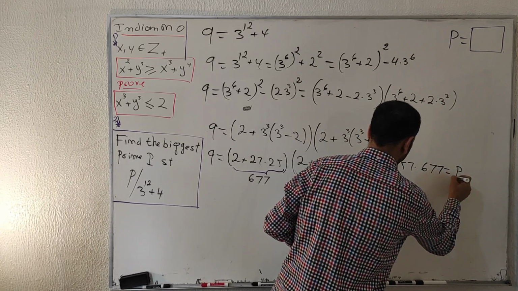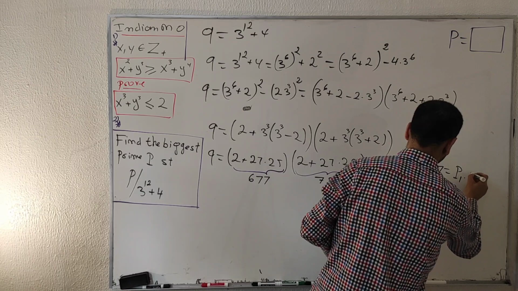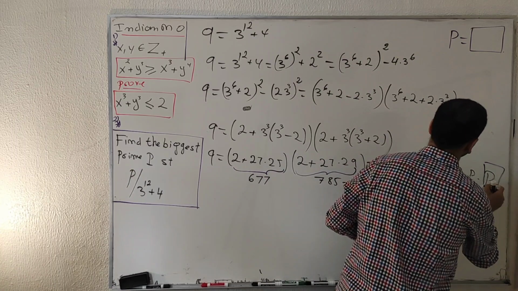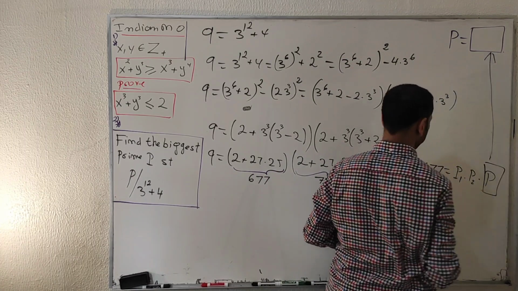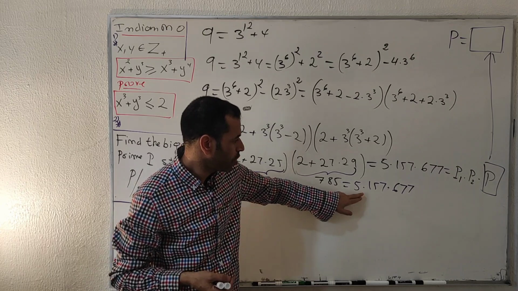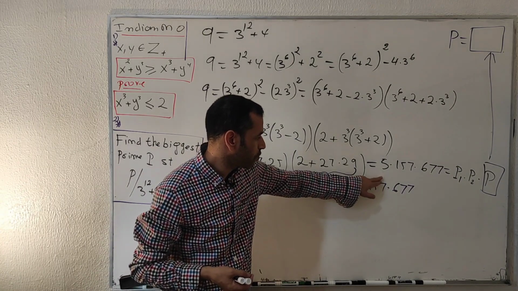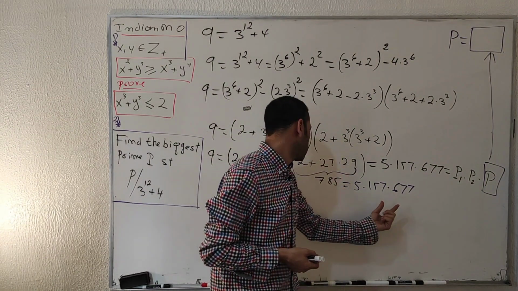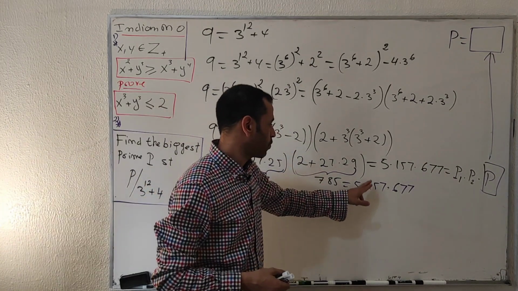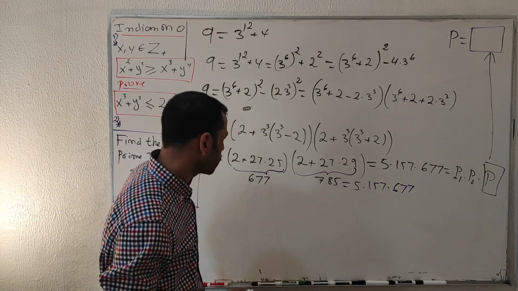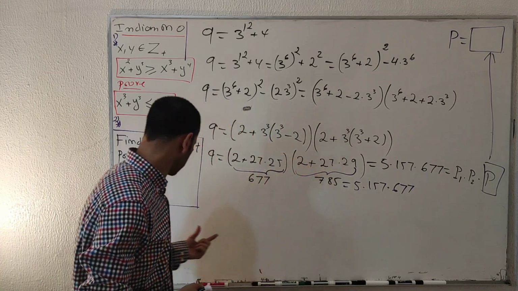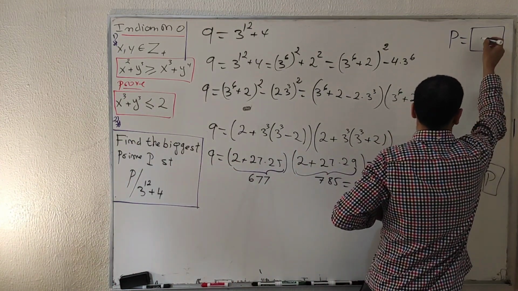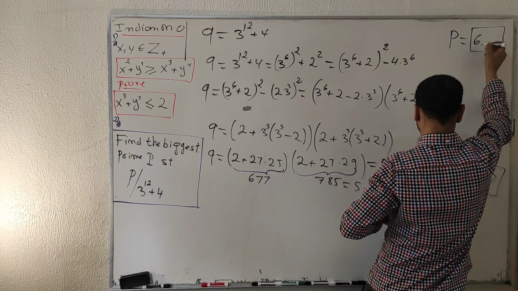P1 multiplied by P2 multiplied by P. This one that I have here. I get the smallest prime here, which is 5. I get the second prime, which is 157. I get the biggest prime, which is 677, which we were looking for. All of these are prime numbers. All of these are divisible by this large number. So I found the biggest prime, which is 677.